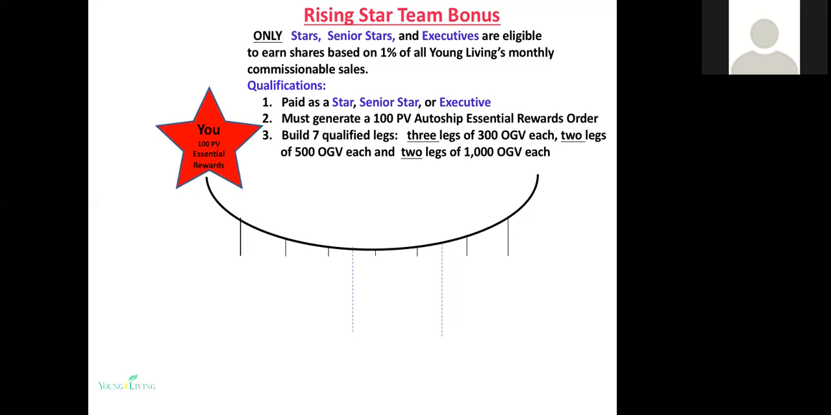So just realize some months this bonus might have a higher share value, other months it might have a lower share value. Most recently, it has been a share value of around $50 US. So that's been fairly consistent over the last several months, but that share value could fluctuate. This is a bonus that is paid to stars, senior stars, or executives, and I'm going to show exactly how to structure this bonus so that members can receive the maximum payout from it.